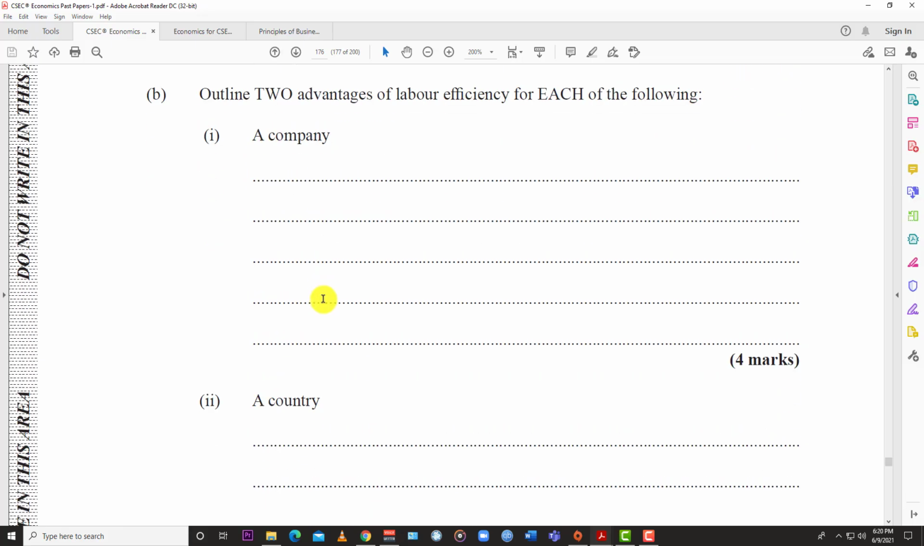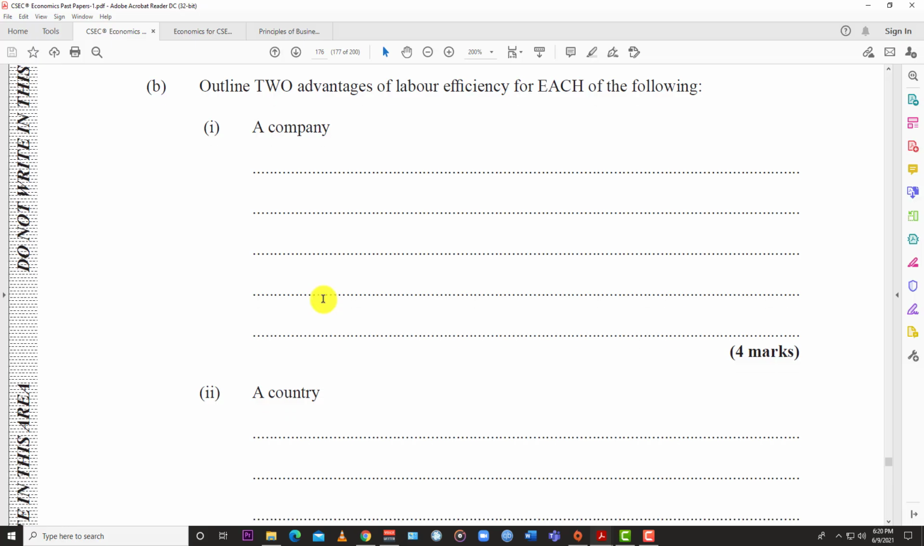Now we have a next question here. Our next beautiful question. This question is beautiful because it's about application. You have to take what you know and apply it to use the content, the school knowledge, and apply it to the real world. So that's why this is beautiful application. So it says outline 2 advantages of labor efficiency for each of the following. So let's go. A company. So what are 2 advantages of a company having an efficient workforce?